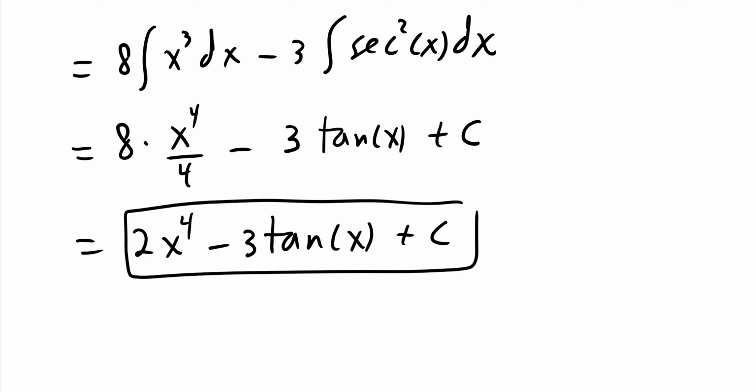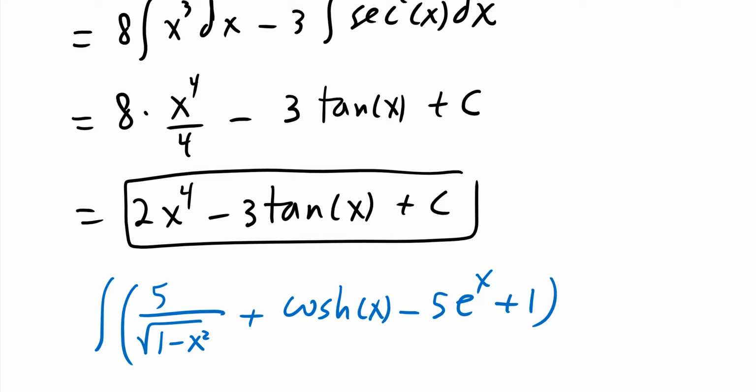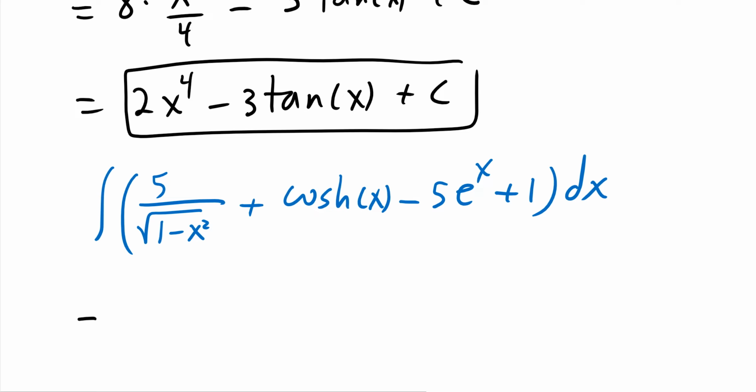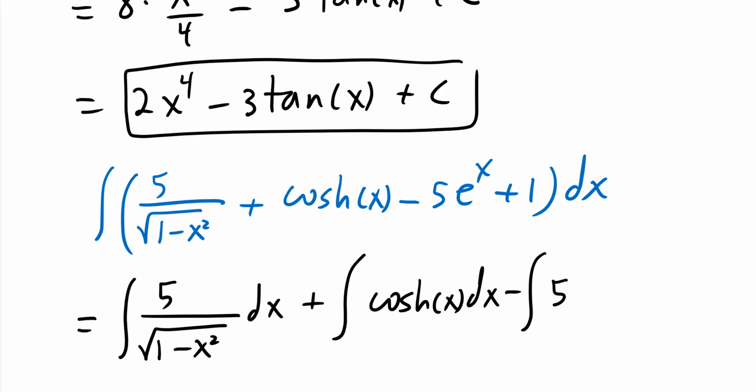Let's look at other examples. The integral of 5 over the square root of 1 minus x squared, plus hyperbolic cosine of x, minus 5e to the x, plus 1 dx. So let's see what we get for this. It is the integral of 5 over the square root of 1 minus x squared dx plus the hyperbolic cosine. We split it up. It's easier to work with one function at a time.